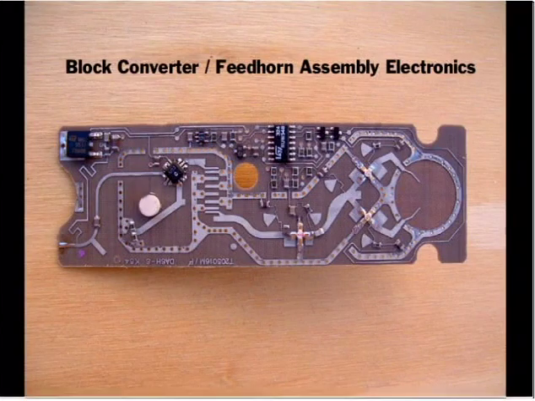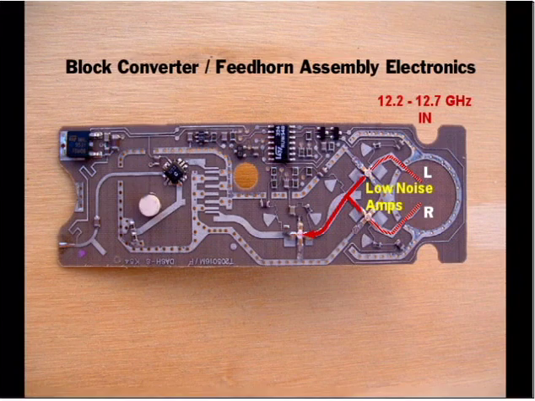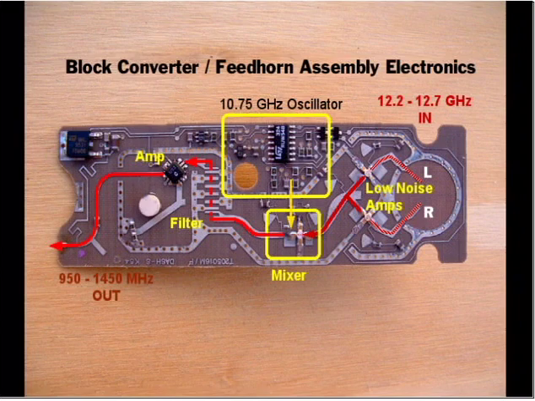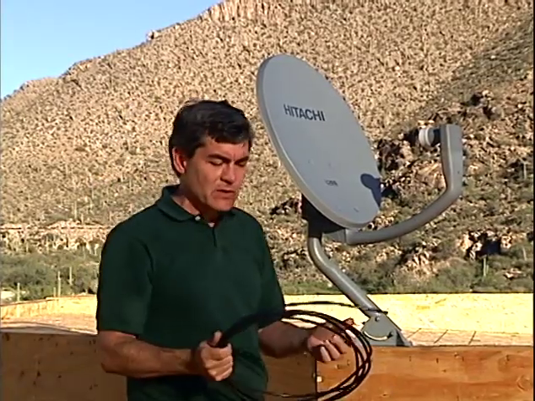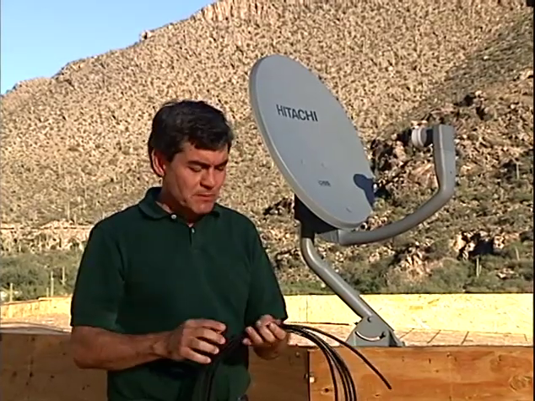Now, depending on which polarity is selected by the receiver, the odd or even amplified 12.2 to 12.7 GHz signal is then block converted, mixed with an oscillator signal at 10.75 GHz, to produce an output range of frequencies from 950 to 1450 MHz. Now, the block conversion is done here at the satellite antenna so that you can use a relatively inexpensive cable, such as RG6 or RG11, to feed the signal down to the receiver at a frequency that produces a relatively low loss in the cable.